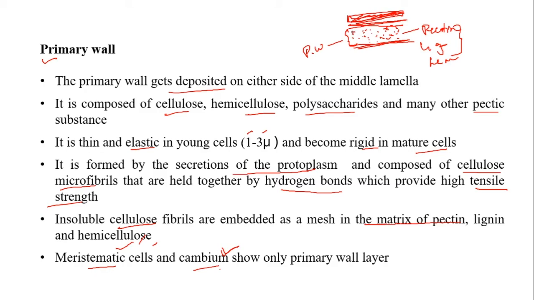Embedded in the amorphous matrix are the fibers. These fibers are the cellulose microfibrils. The orientation might be different in different layers. So that is how they form a meshwork or network, a mesh-like structure in the primary wall. So this wall is the primary wall, which is elastic in its nature and has high tensile strength and is present in the growing and dividing cells. It is thin and elastic during young conditions of the cell but becomes rigid when the cells mature.